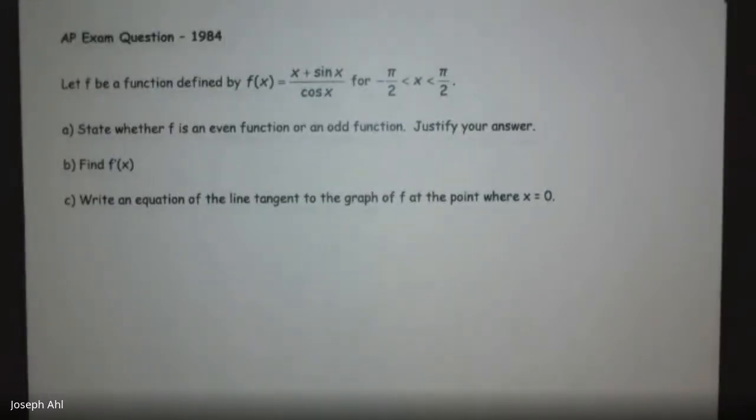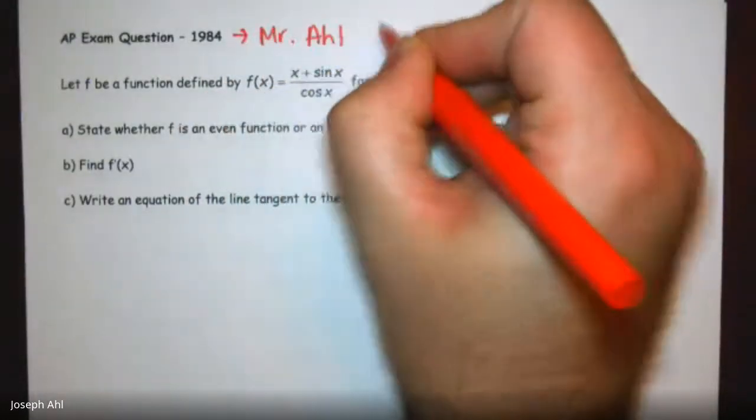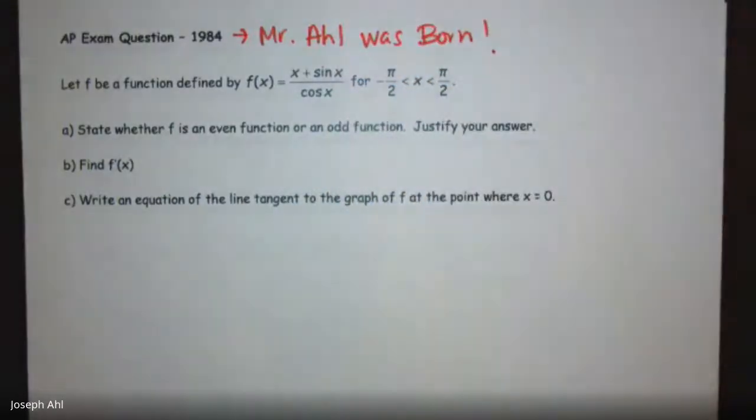Okay, on the last page, let's talk about the AP exam. Here is a sample question from an AP exam from 1984, a really good year. Why was it a really good year? Mr. All was born. That's exciting.